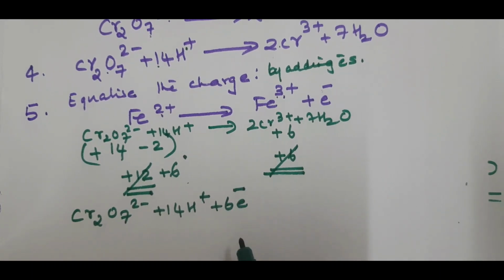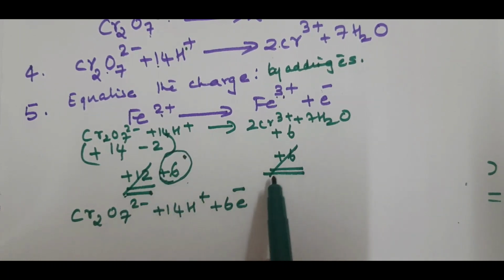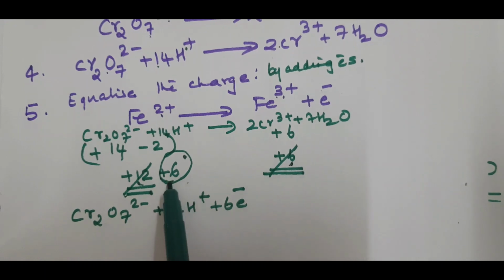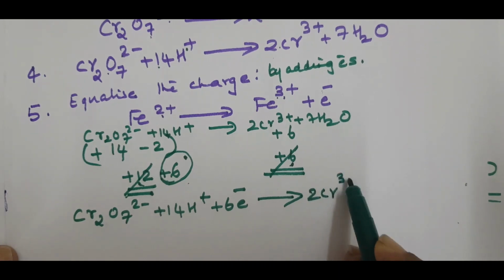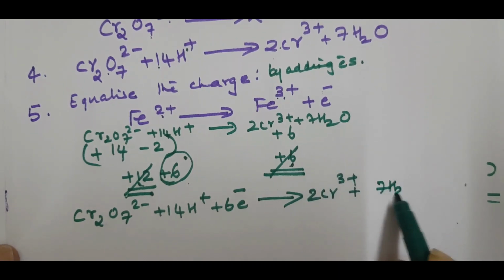You got it? Why did I write 6 electrons? Because there is 6 positive charge more. By equalizing this plus 12 and plus 6, here plus 6 is more. So in order to equalize that, I add 6 electrons. That means minus charge. So 6 plus and 6 minus will give 0. So the equation is balanced. So 2 Cr3+ plus 7 H2O.